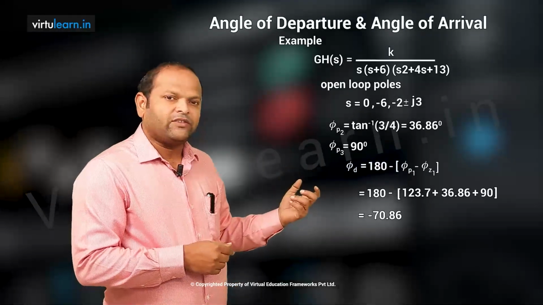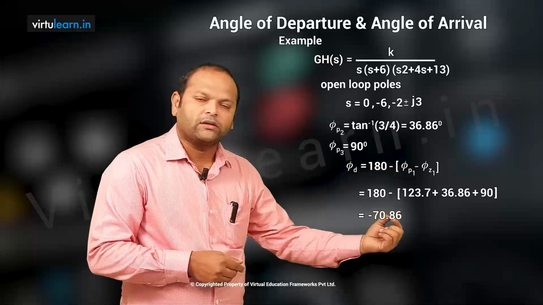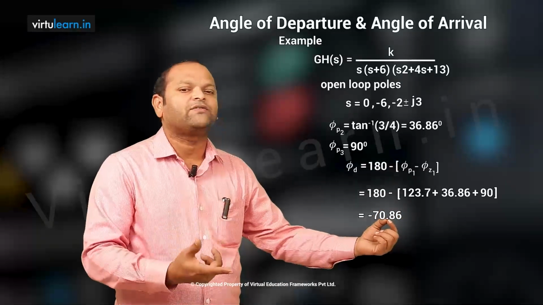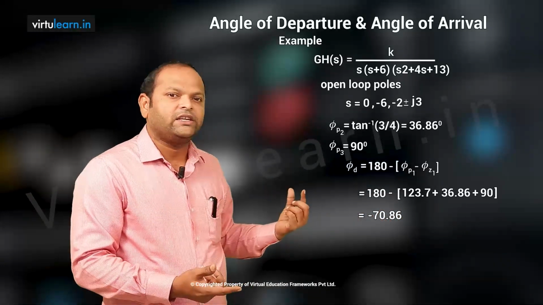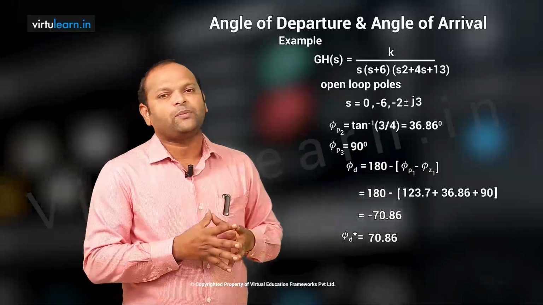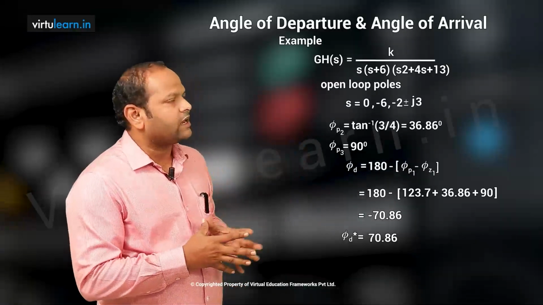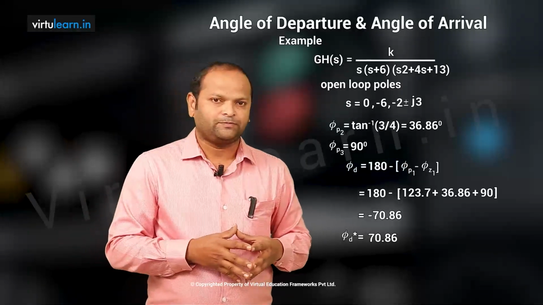Once this phi d is available, we have another complex pole here. So you need not calculate; it is the minus of that value. So your phi d is equal to minus of minus, that will be 70.86. So this way we can calculate the angle of departure.